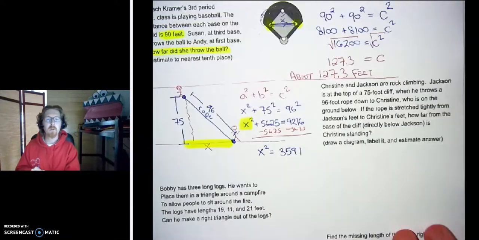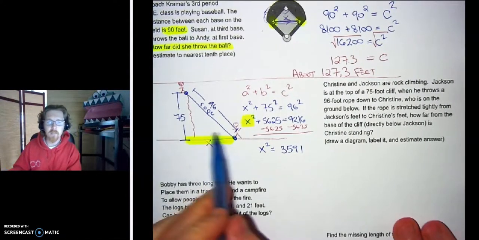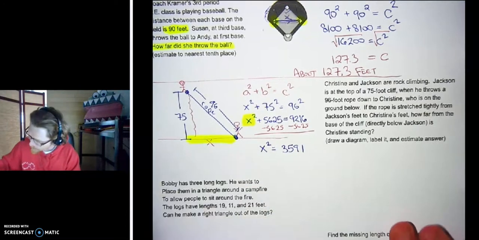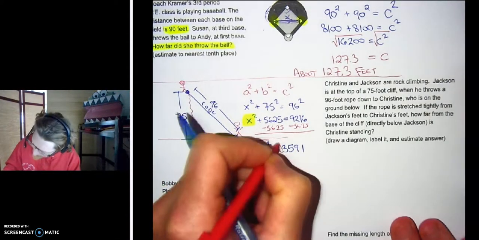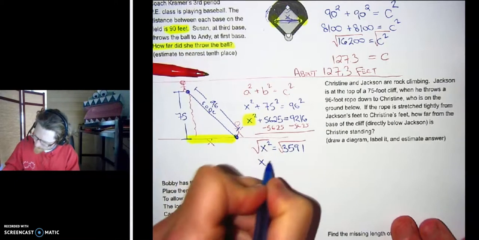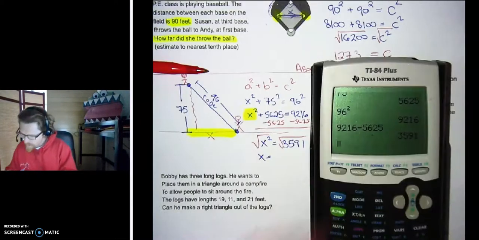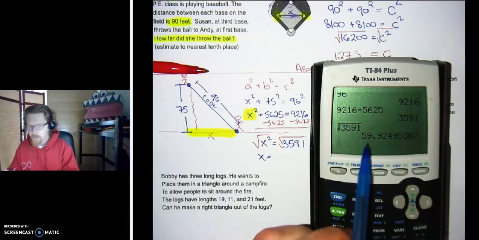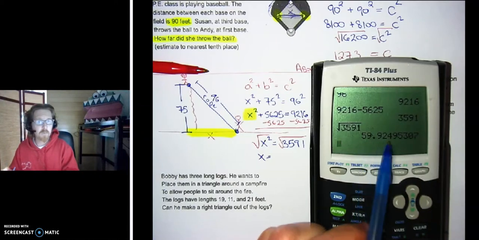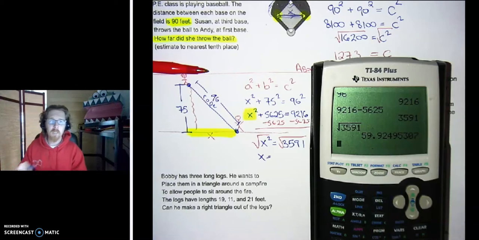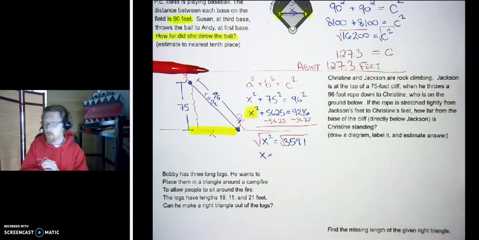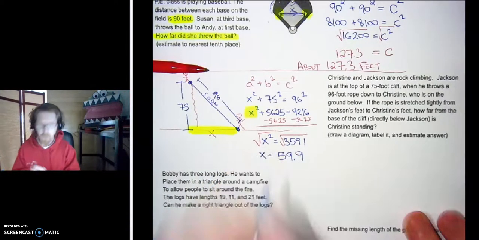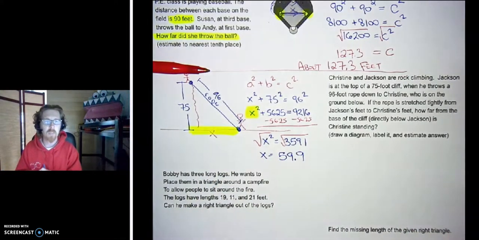Now I don't want x squared, that's the distance that Christine is from the base squared, and so I'm going to take the square root of both sides to get x by itself. Again, I'm going to jump onto my calculator to do this square root, 3591, and I get 59.924. Now 59.924, if I wanted to round that to the nearest tenth place, I would say it's 59.9.